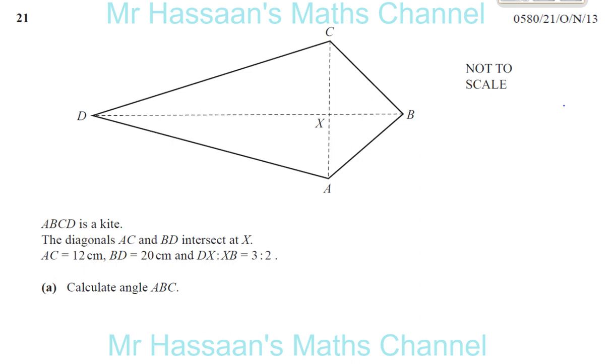Now, here we have question number 21 from October/November 2013, variant 2-1, paper 2, variant 1.